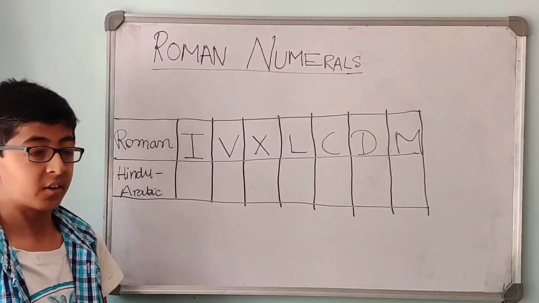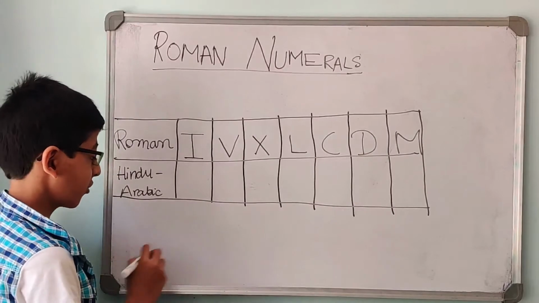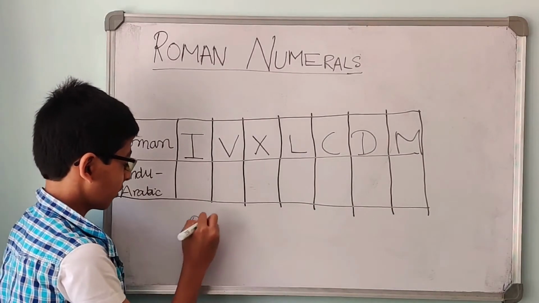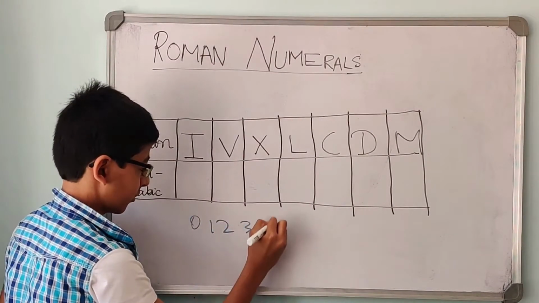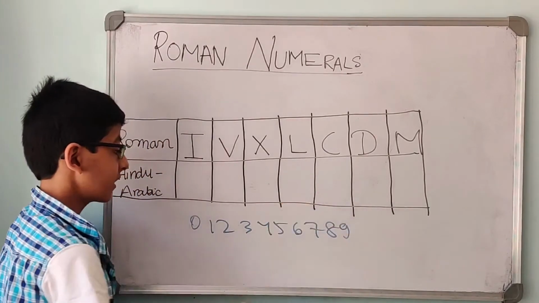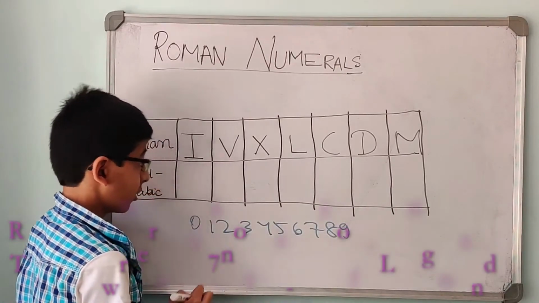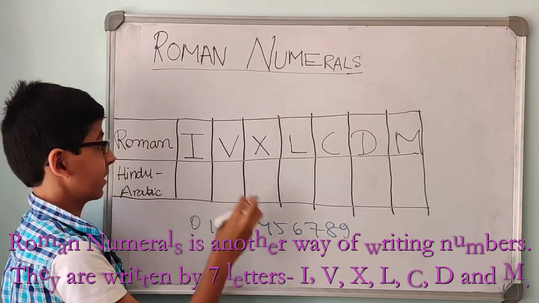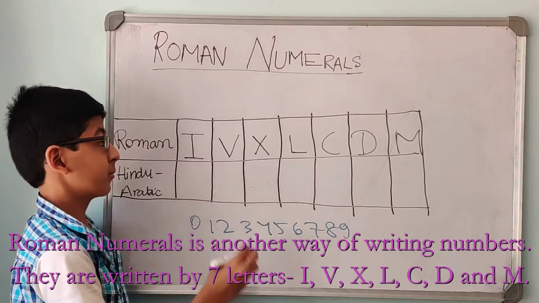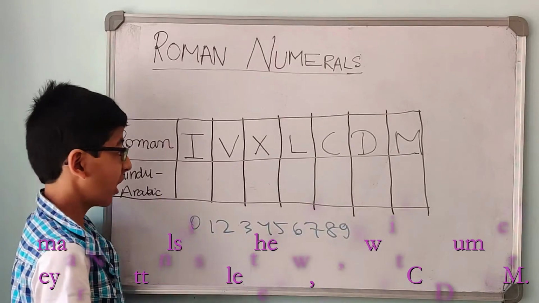So first, let us learn the symbols for writing Roman numerals. Now, what is Roman numerals? Like we have a normal set of numbers 0, 1, 2, 3, 4, 5, 6, 7, 8, 9. Like that, we have another set of numbers called Roman numerals where we write numbers with 7 letters: I, V, X, L, C, D, M.